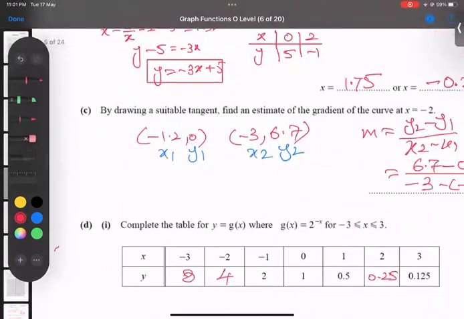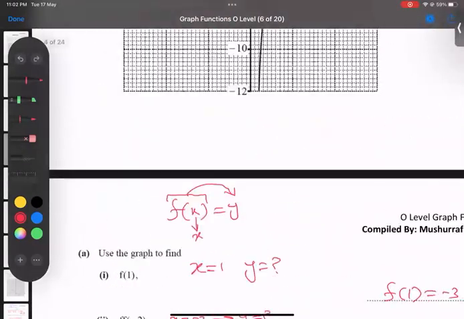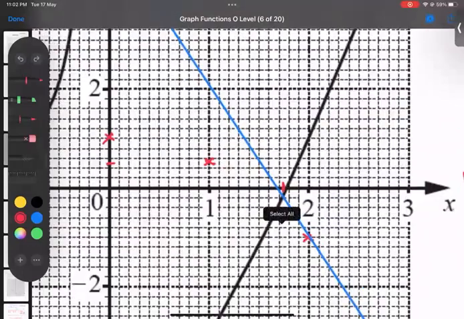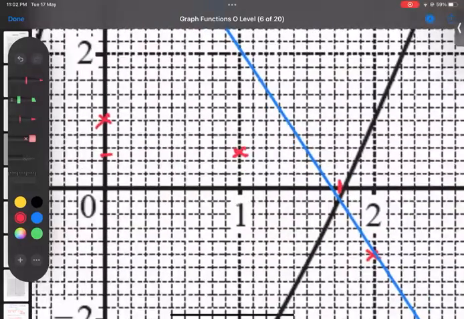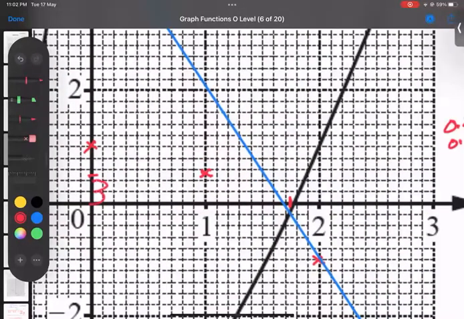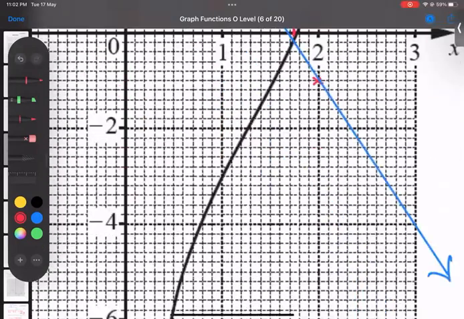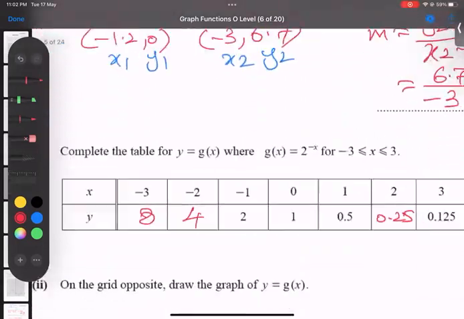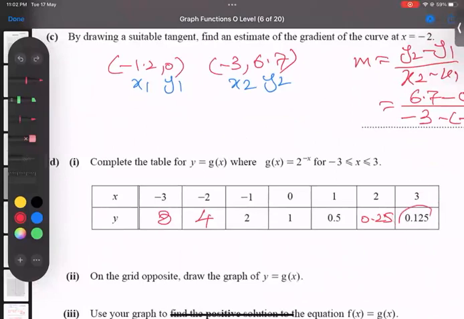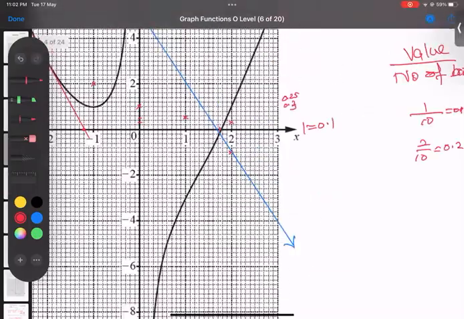Then I talk about x is 2, y 0.25. 0.25 is close to 0.3. You know, this is 0.2 and 0.4, so 0.3 is in the middle here. So when x is 2, y is 0.25, so this point. Okay, last point: x is 3, y is 0.125, a very small number. I will take approximately 0.1. So 3 and 0.1, 3 and 0.1.